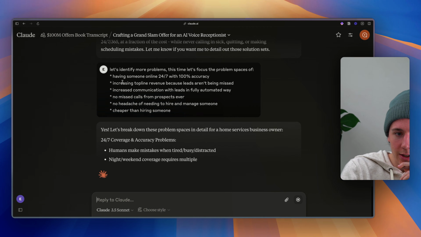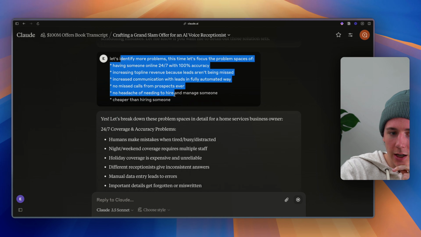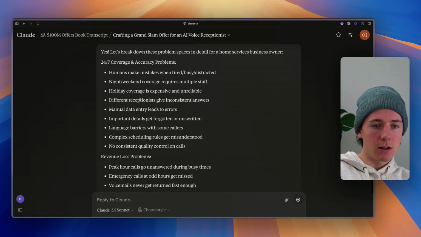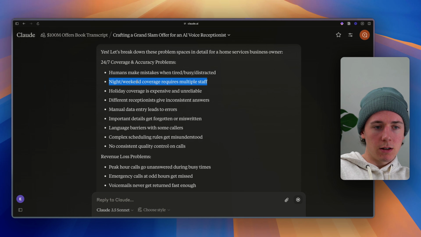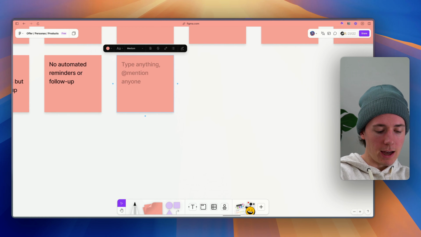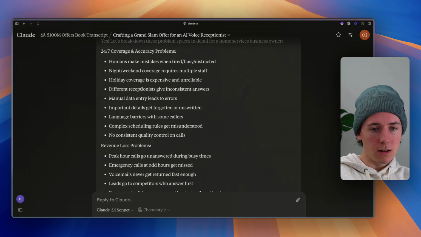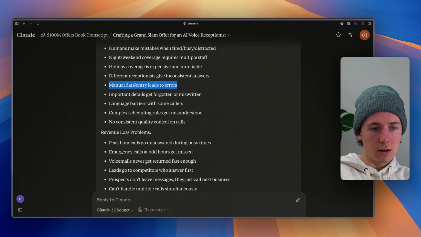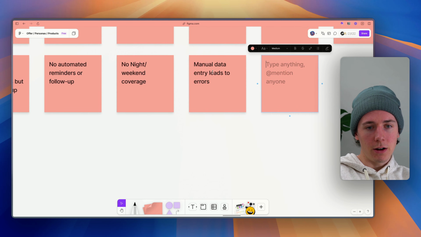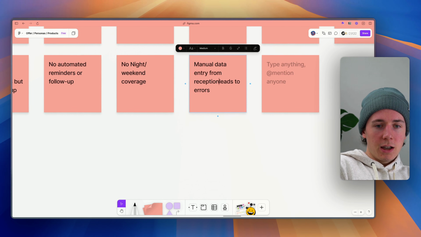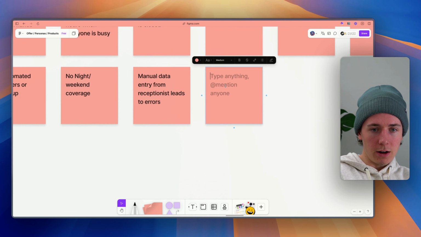The idea here is I'm just trying to figure out what the core buckets are, and I'm using AI to help me narrow in and identify them. So we could say that they have no night weekend coverage. We could say manual data entry leads to error. Entry from receptionist leads to errors.